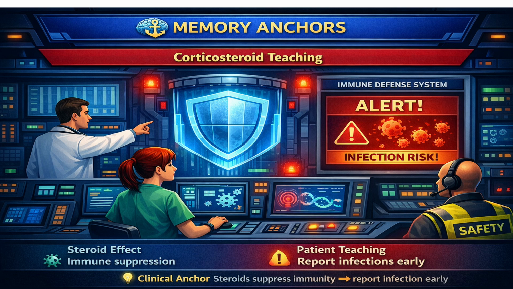Corticosteroids suppress the immune system. Because of that, patients are more vulnerable to infection. You want to tell your patients to report any infections early.